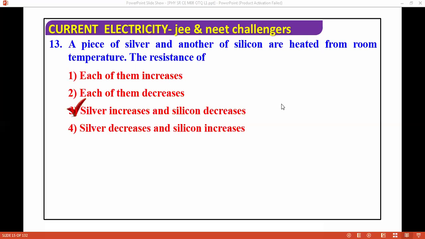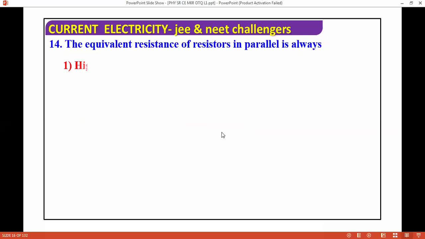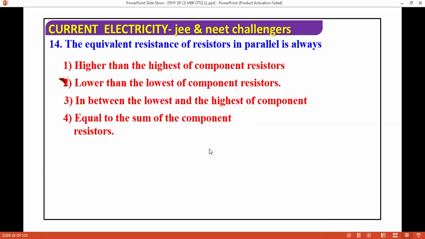So next we are going for next questions. Next question: the equivalent resistance of resistors in parallel order. You can do this question easily. You can go through it.